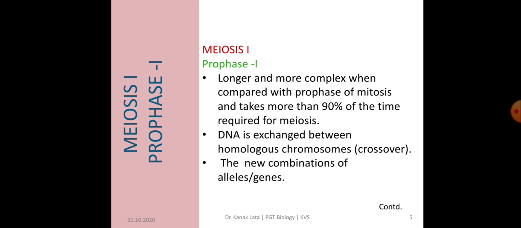First, it is about prophase 1 of meiosis 1. The prophase 1 of meiosis 1 is more elaborate and lasts longer than the prophase of mitosis. It takes more than 90% of the time required for completion of meiosis. Unlike prophase of mitosis, in prophase 1 DNA is exchanged between homologous chromosomes and there is formation of new combinations of genes due to crossing over.